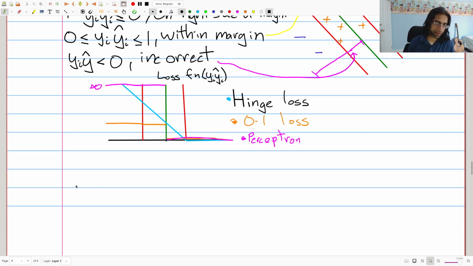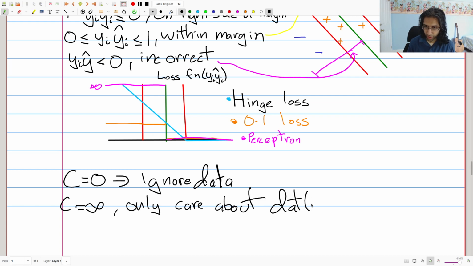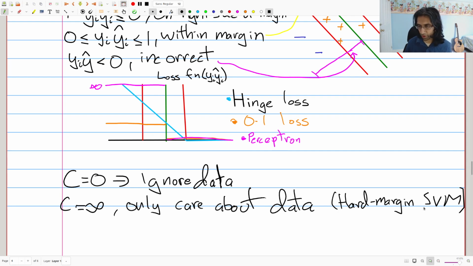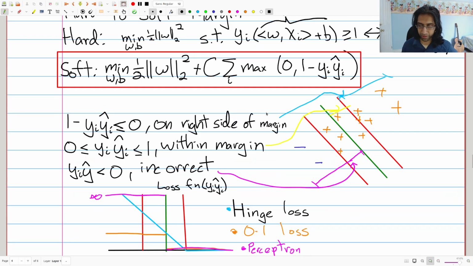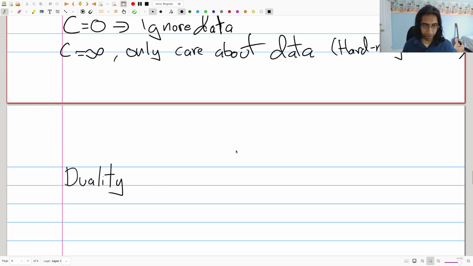Let me summarize this discussion: C equals 0 means you ignore data, whereas C equals infinity means you only care about data. In fact, this reduces to the hard margin SVM when a solution exists. But if there's no hard margin SVM solution, then it's a little bit different. We'll see. But don't worry too much about these extreme cases. I just want to show that it can be related.